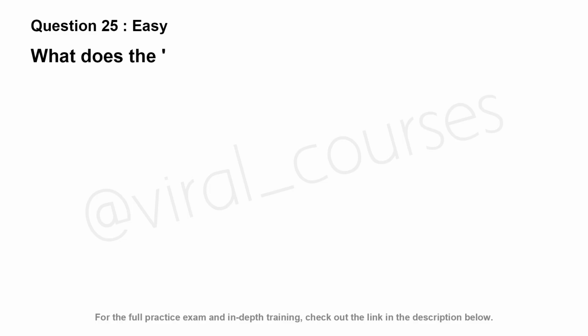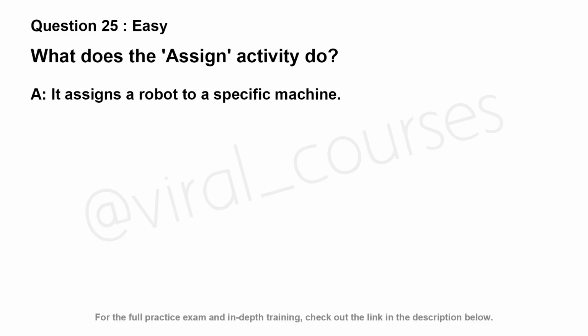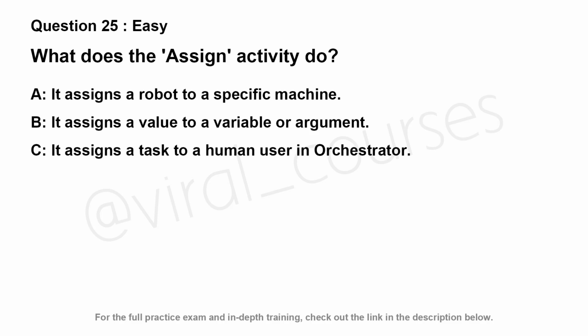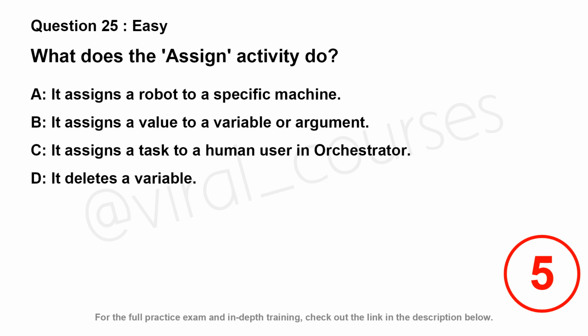What does the Assign activity do? Option A. It assigns a robot to a specific machine. Option B. It assigns a value to a variable or argument. Option C. It assigns a task to a human user in Orchestrator. Option D. It deletes a variable.